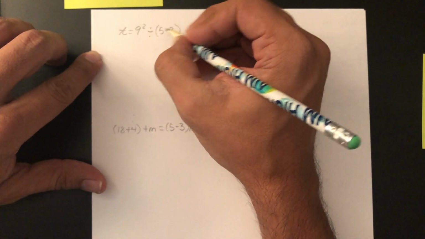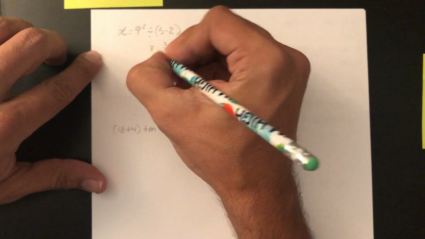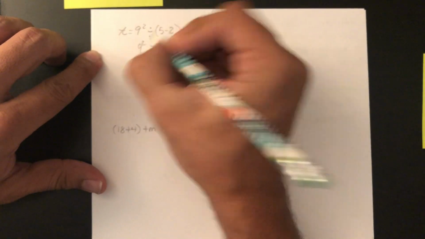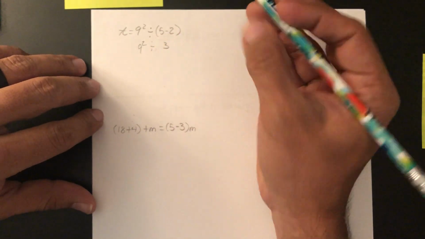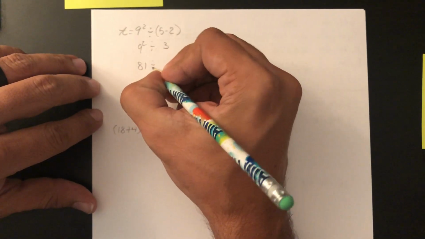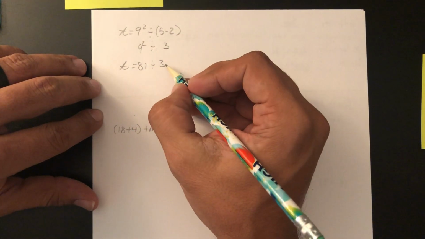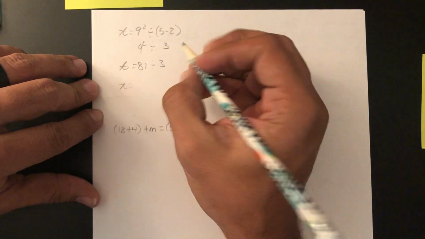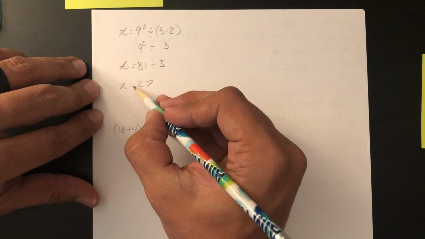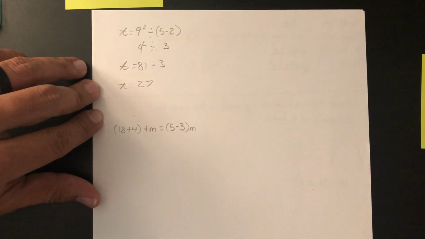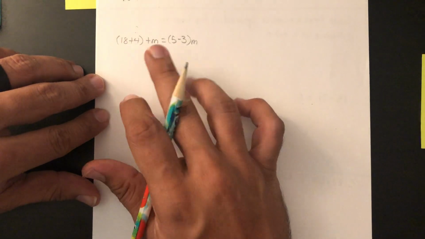So first we're going to do parentheses. 5 minus 2, that's going to make 3, divided by 9 squared. So now we're going to do the exponents, right? 9 times 9 makes 81, divided by 3 equals t. 81 divided by 3, t equals 27. Okay, so now we know what t is. T is 27. Okay, so now we're going to scroll that up, and now we're working with this.